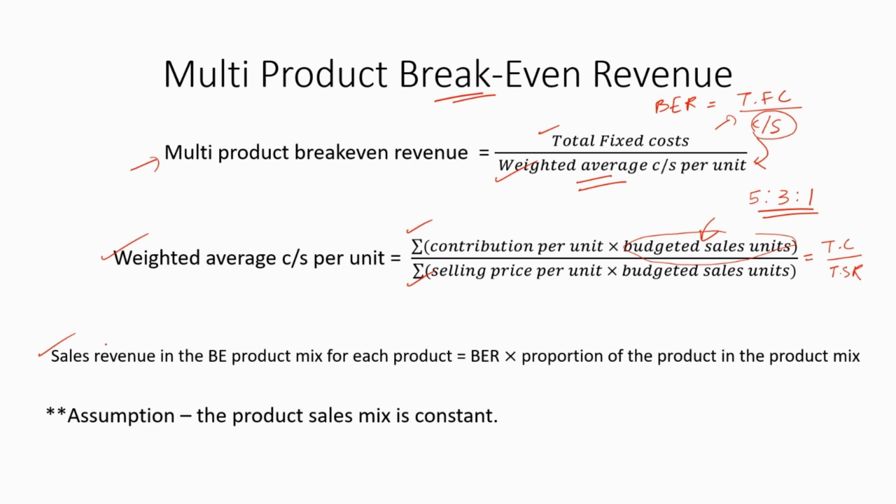Then we can calculate the sales revenue in the break-even product mix for each product, which is equal to break-even revenue multiplied by the proportion of the product in the product mix. Here we also assume that the product sales mix is constant, which means this proportion is constant.